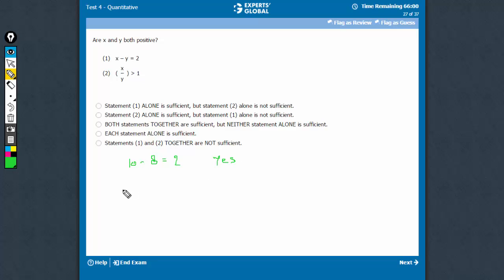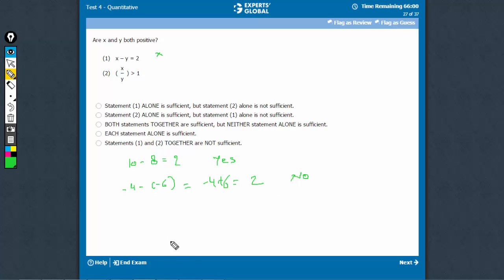However, a case such as minus 4 minus minus 6, where x is negative but y is a bigger negative number, and because of this negative sign here, this becomes positive. This becomes minus 4 plus 6 is equal to 2. In this case, you get no as an answer. Yes and no both are possible, therefore statement 1 is not sufficient.